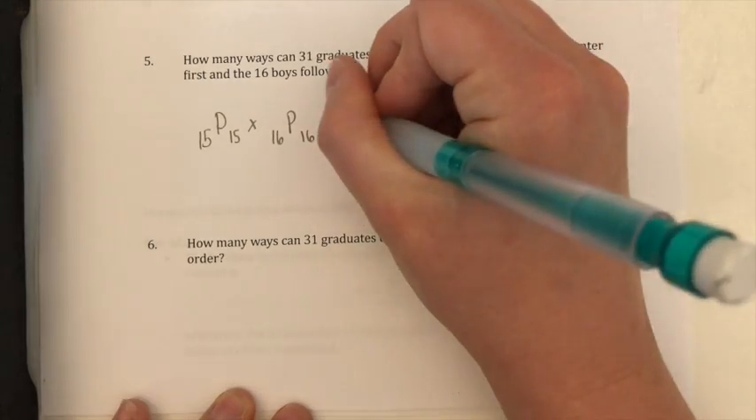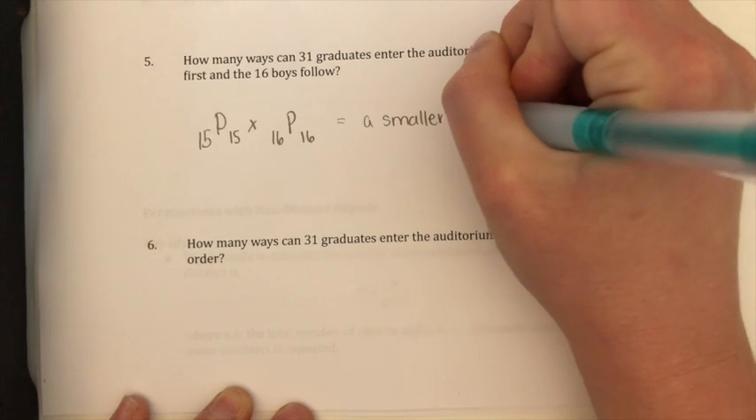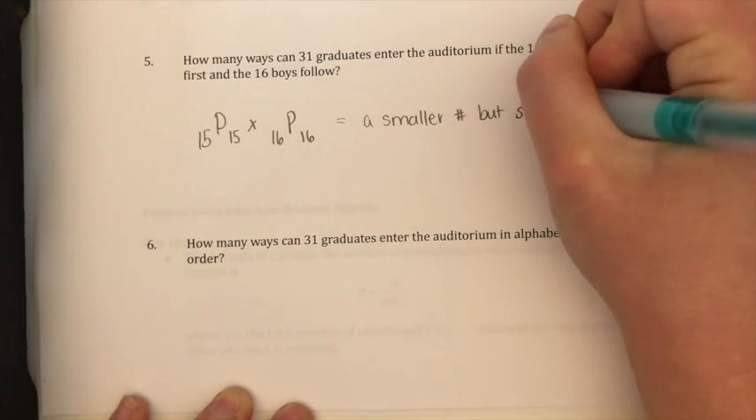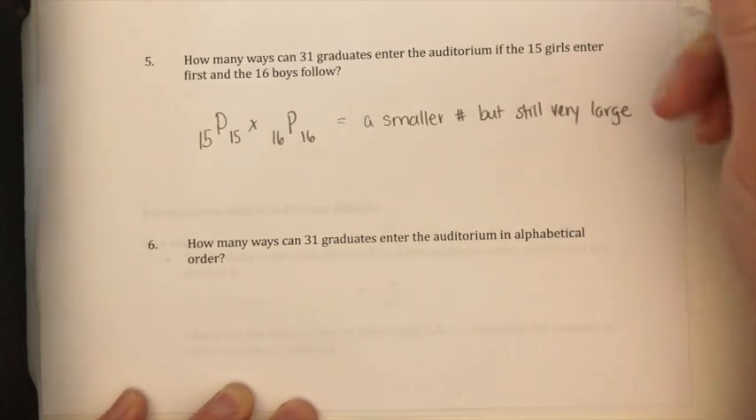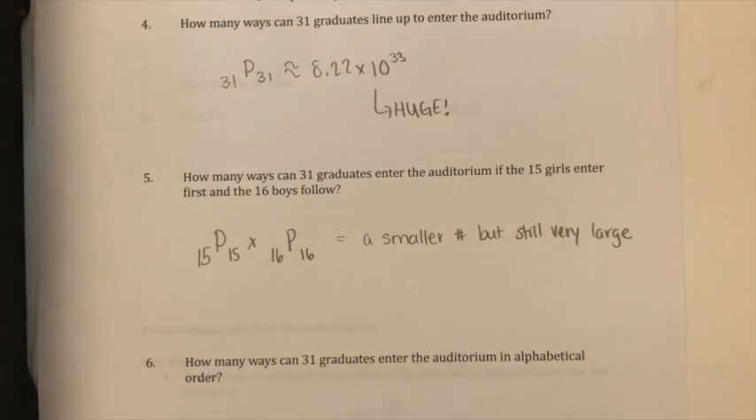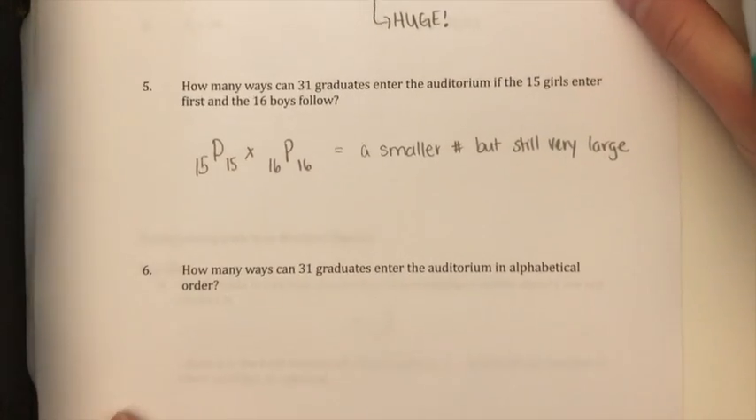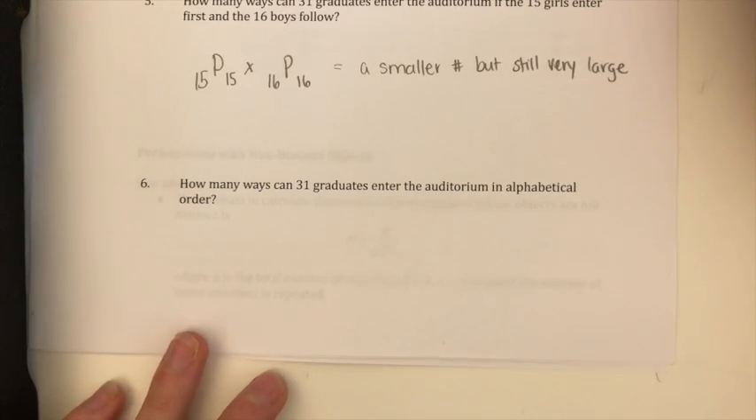Okay, so this is equal to a smaller number, but still very large. Okay, so it's a smaller number than what we had up here, but it's still a very big number. So no wonder we do it alphabetically, right? Because then it kind of makes it less predictable.